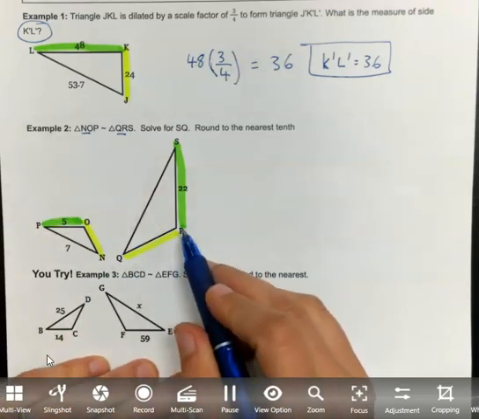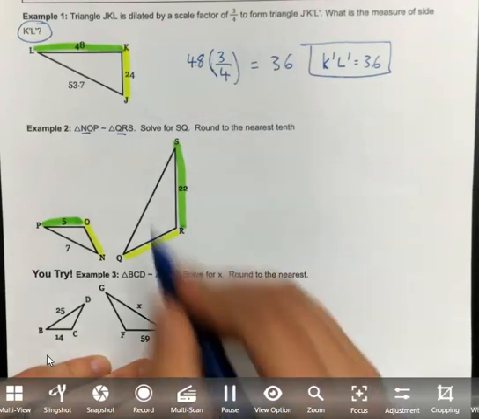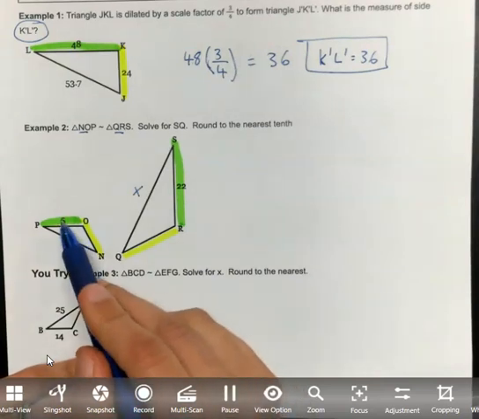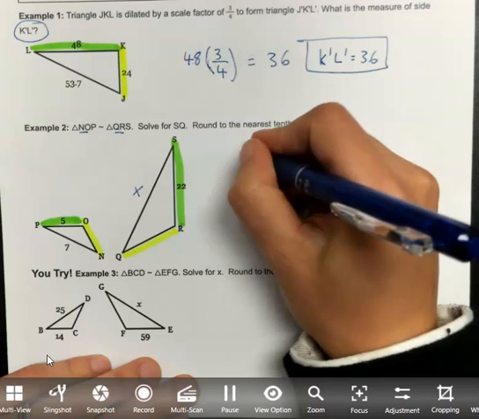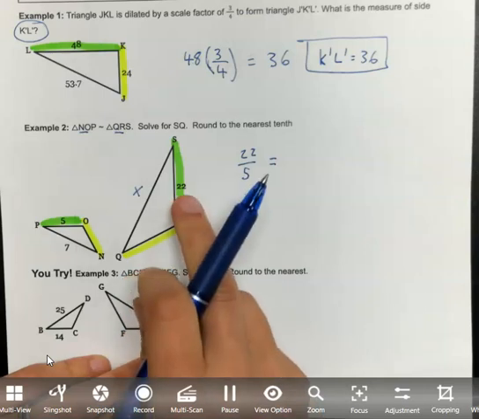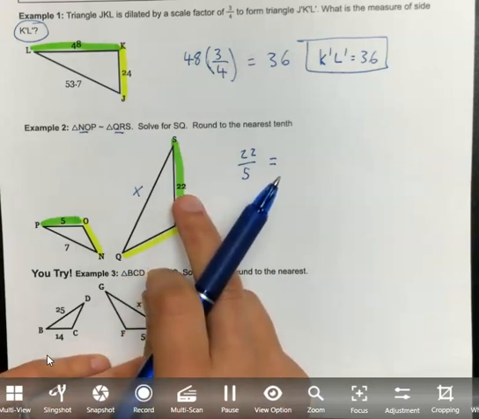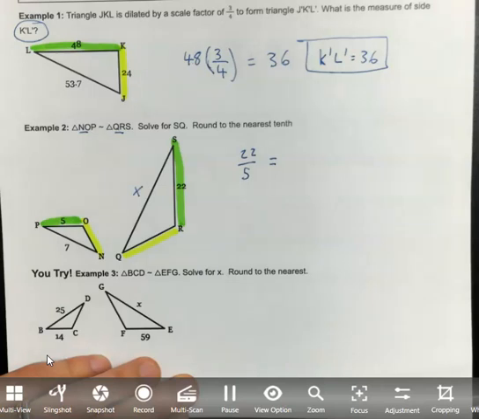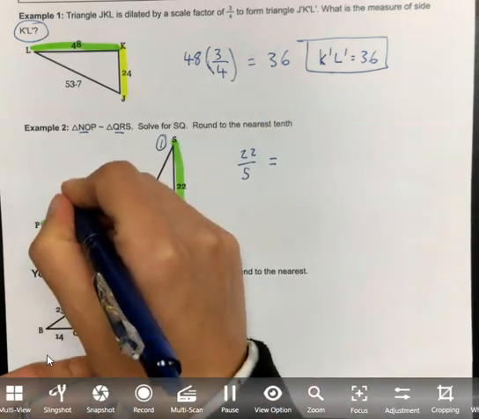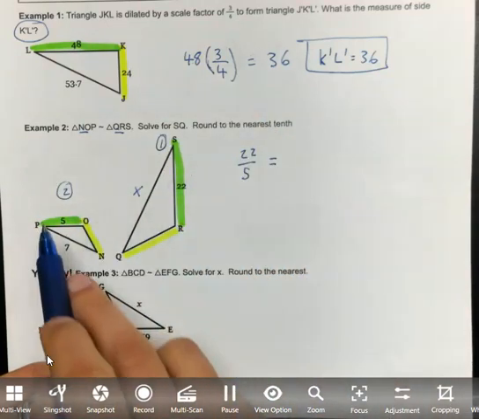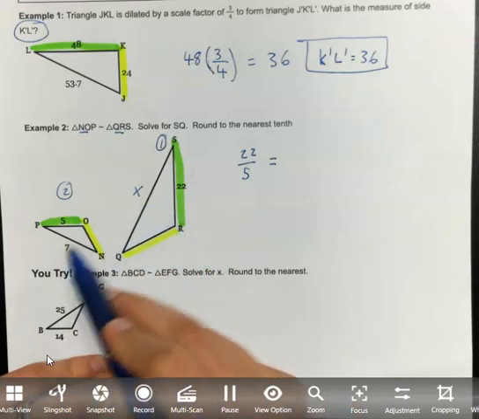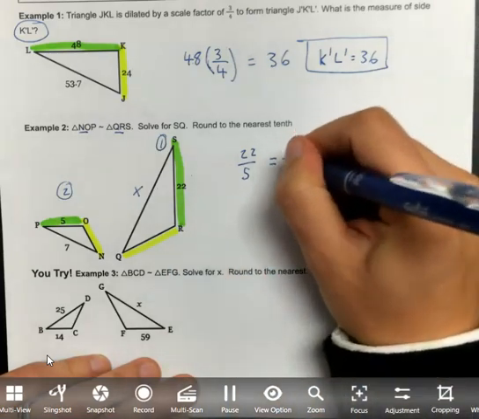Now it says solve for SQ. Here's SQ. I'm going to put an x over here. Now green goes with green. So 22 divided by 5 is equal to x divided by 7. I just chose to start with that one. It doesn't matter. You could start with the other as long as you follow the same pattern both times. So x goes with 7, blank goes with blank.